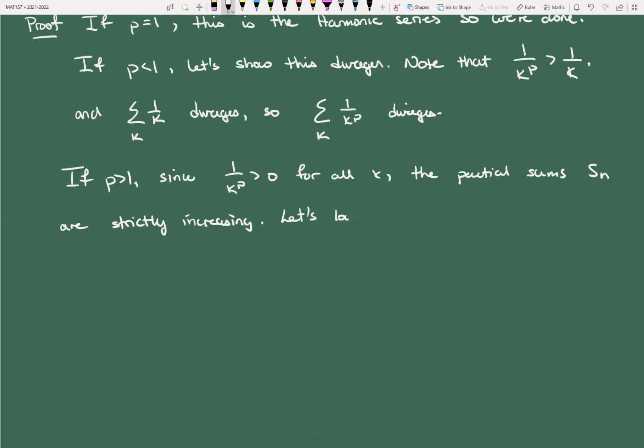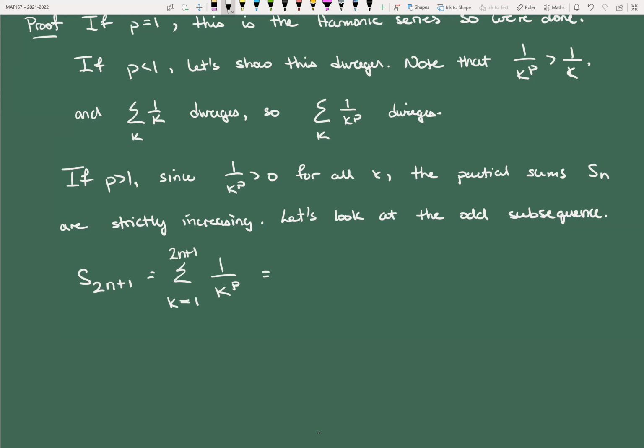Let's look at the odd subsequence. I need to give it a name. What do we call it? S_{2n+1}, not 2 to the power of n, 2n plus 1. So what is this going to look like? Is there a nice way of doing this? Here, let me just write it out in pieces: the sum from k equals 1 to 2n plus 1 of 1 over k to the p.